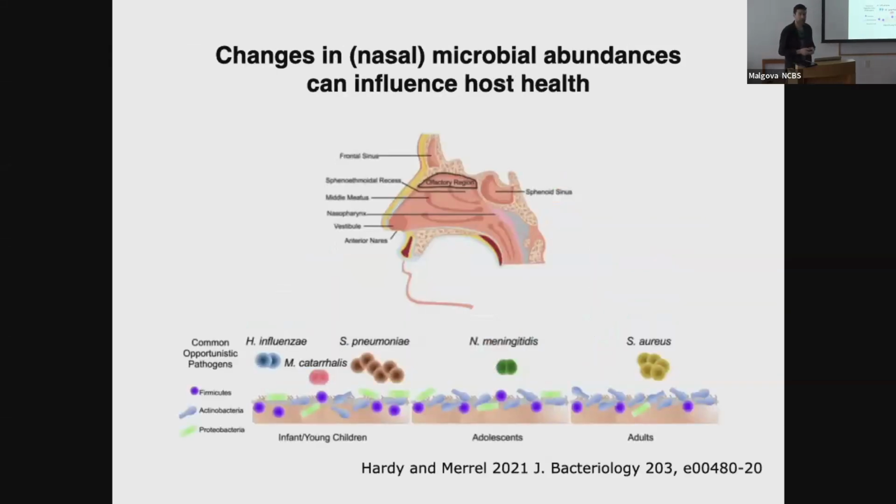A similar thing happens in the nasal microbiota. We have lasting changes over our life. When we are born, the microbiota resembles that of the vagina of the mother. But then as we grow up, there are some changes in the, let's say, healthy microbiota, in the proportion between Firmicutes, Actinobacteria, and Proteobacteria that we have in the nose.